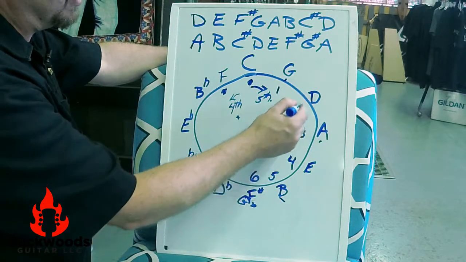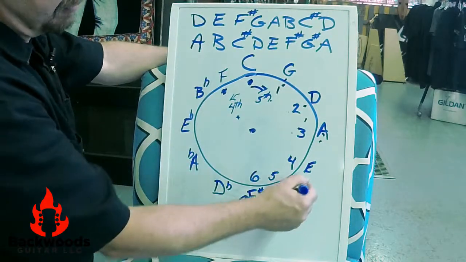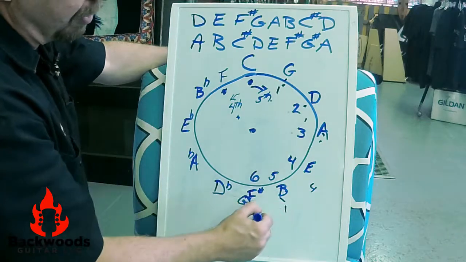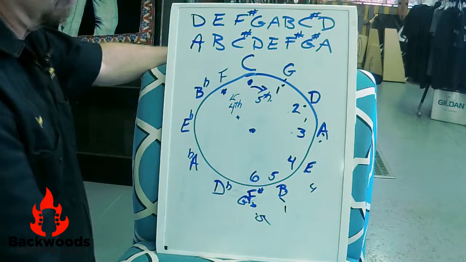Well, if you're playing in the key of D, well, here's 1. Go to the left, that's your 4 chord. To the right is your 5 chord. Same way with B. If you're in B, B is going to be 1, E is going to be your 4, F sharp is going to be your 5. That is very, very useful.